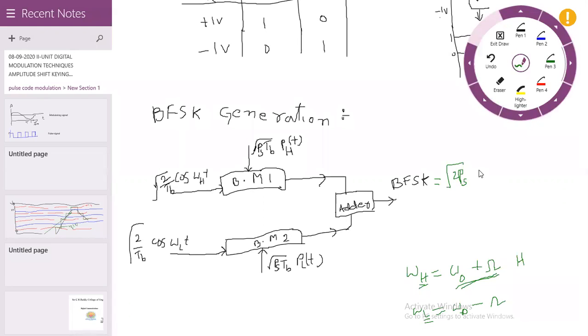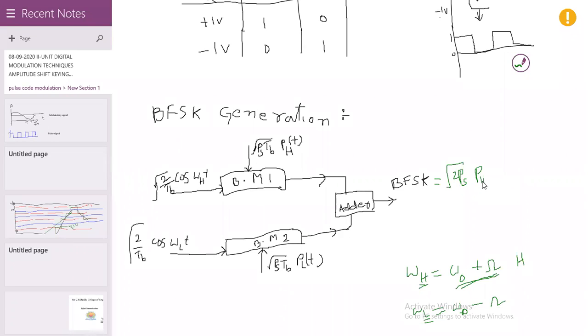Root of 2PS PH of T cos omega HT plus root of 2PS PL of T cos omega LT. So this is the equation for BFSK.